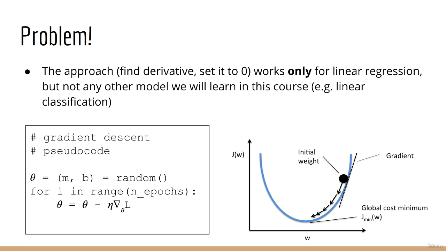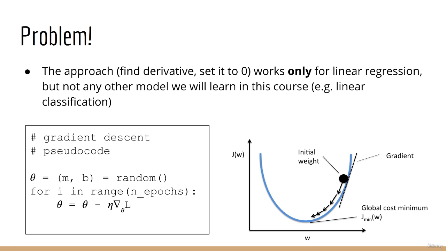There is a problem with this approach, however. Unfortunately, finding the derivatives and setting them to 0 only works for linear regression. It does not work for any other model we will discuss in this course. In fact, the very next model we discuss for linear classification cannot be solved in this way. Instead, we need to use a method called gradient descent. Very briefly, the gradient is the multi-dimensional analog of the derivative. So basically, when you're working in multiple dimensions, you have gradients in place of scalar derivatives.